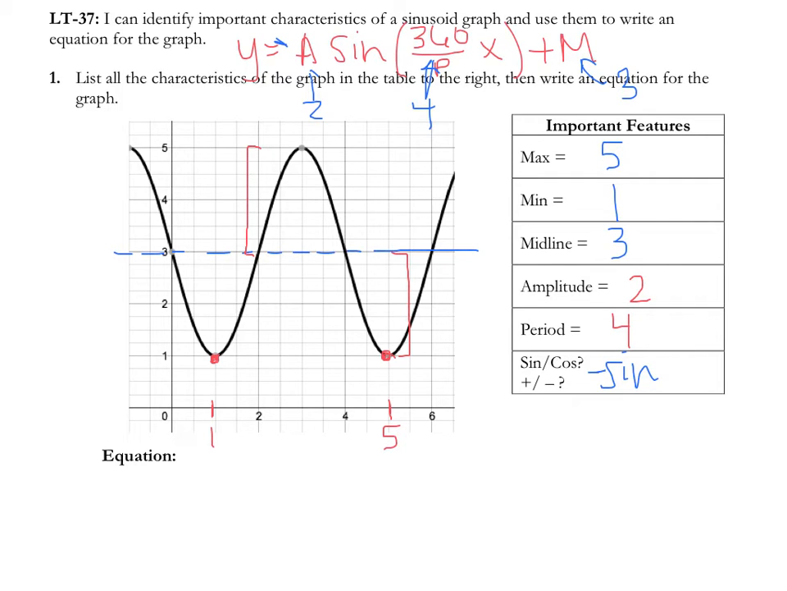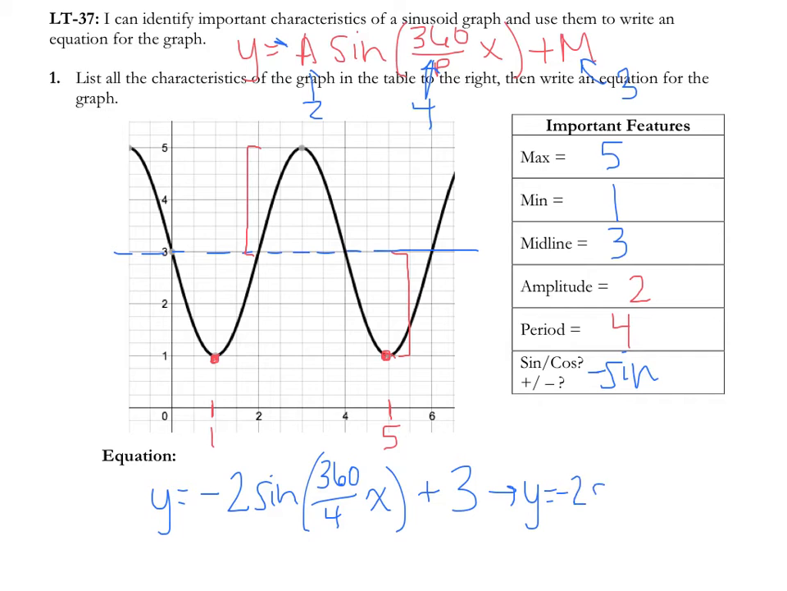So let's put all this information together. So we have y equals negative 2 sine 360 over 4 times x plus 3. And we can simplify that a little bit. We can do y equals negative 2 sine. We know what 360 divided by 4 is. It's 90. So we could write that as sine 90x plus 3. And that is going to be our final answer.